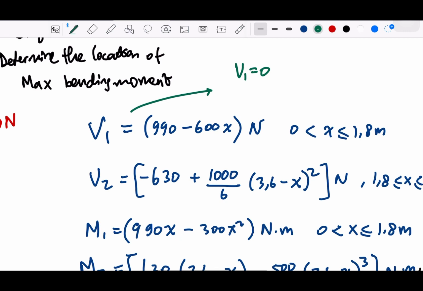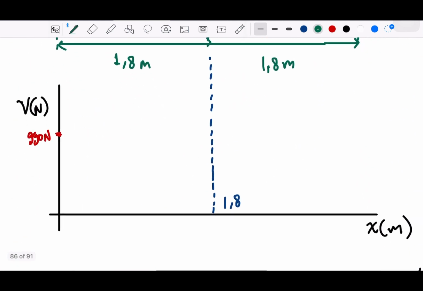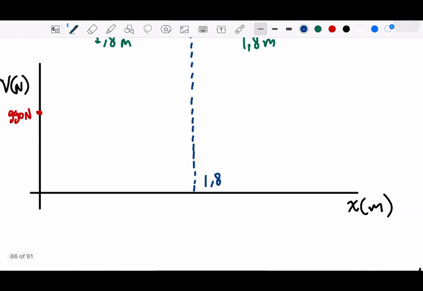So where's V1 equals 0? This is going to be equal to 600x, so x is 990 divided by 600. So x is 1.65. It's not perfectly in line with the 1.8, so we need to shift a little bit to the left, probably around here.